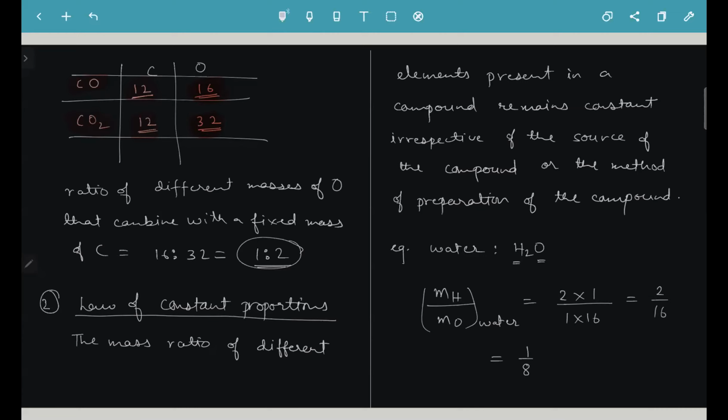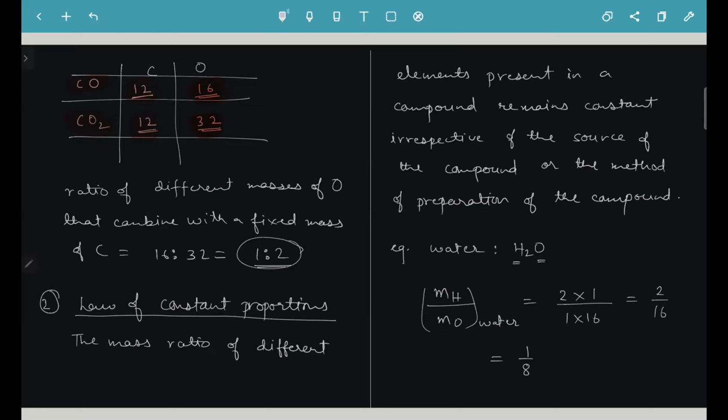This ratio remains constant irrespective of the source of water, whether it is tap water or rain water or sea water. Okay, water derived from any source, sea water, lake water, tap water, rain water, anywhere water will have the same mass ratio of hydrogen and oxygen. Water will always contain hydrogen and oxygen in 1:8 mass ratio. So that is the law of constant proportion.